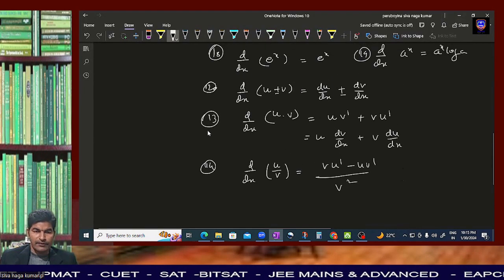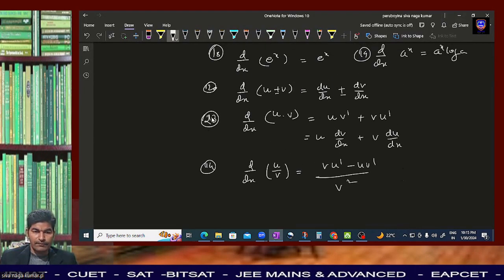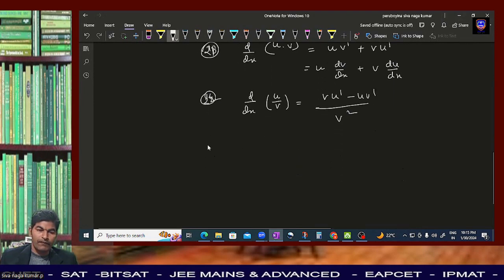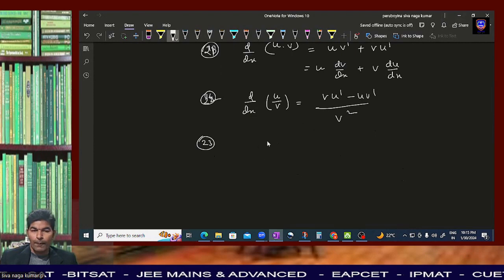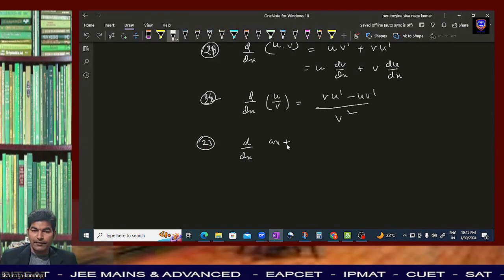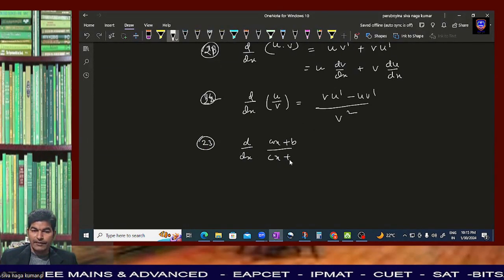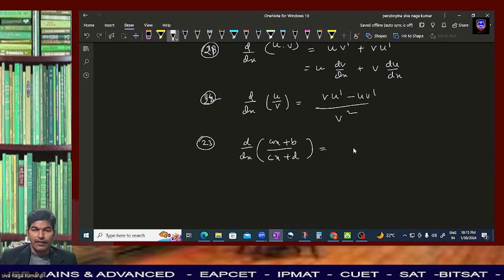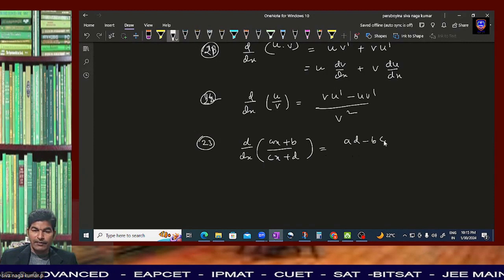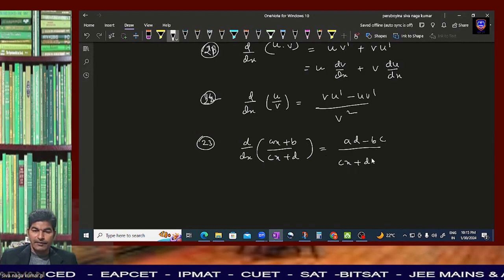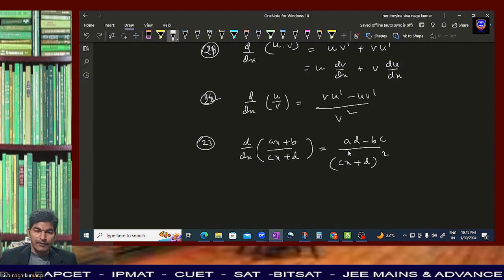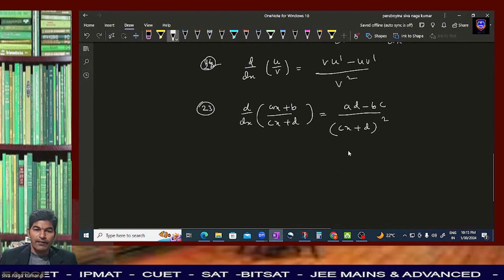Not 14th result, this is 21, this is 22. Next, 23. Sometimes we will use direct results like ax plus b by cx plus d. Its derivative is ad minus bc by cx plus d whole square.